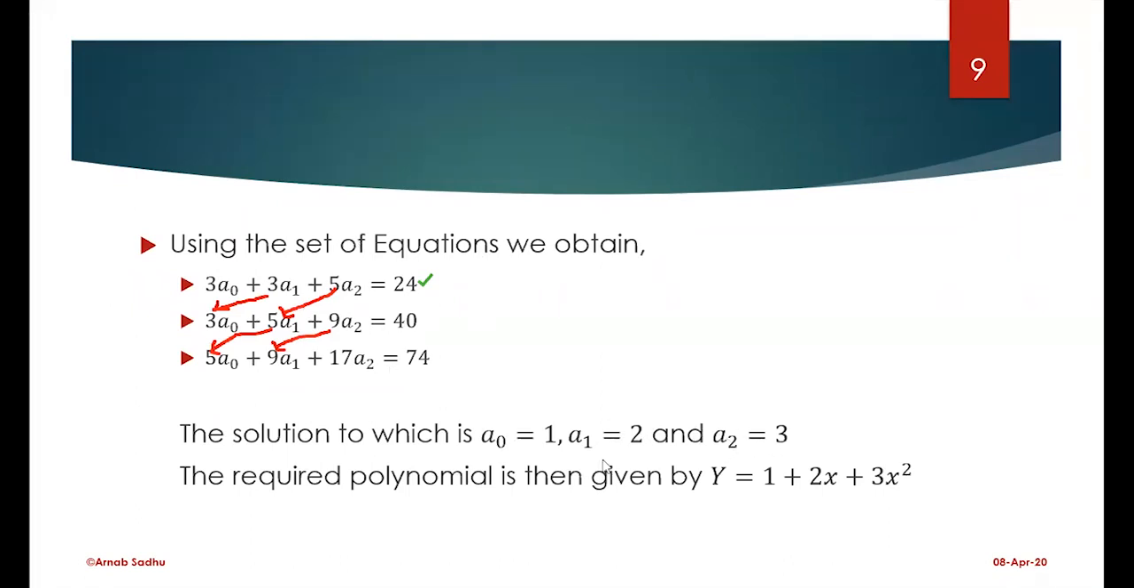So if you solve these 3 equations, you will find the values of a0, a1 and a2, and you just put the values of a0, a1, a2 into a polynomial of degree 2 like this: y is equal to a0 plus a1 x plus a2 x square. This will give you y is equal to 1 plus 2x plus 3x square. Now with this equation in hand, you can go ahead and predict any value. This is how you solve a polynomial and fit it into a lesser degree of polynomial.